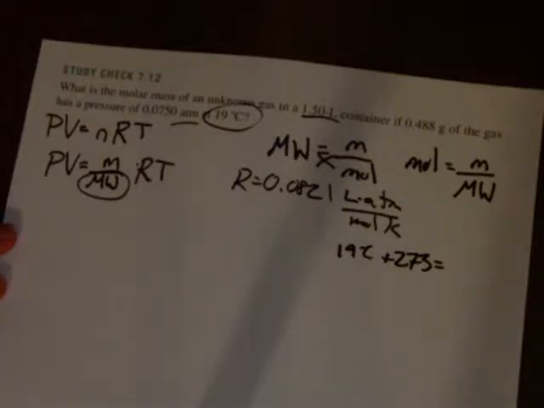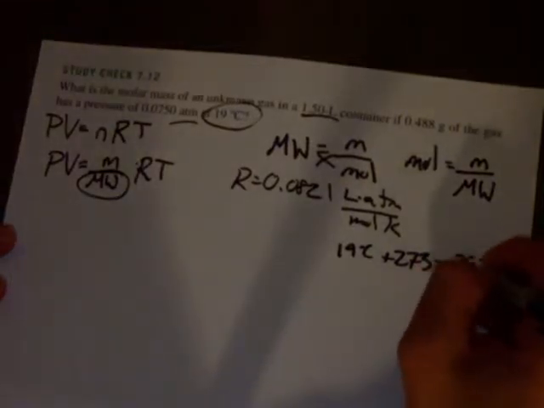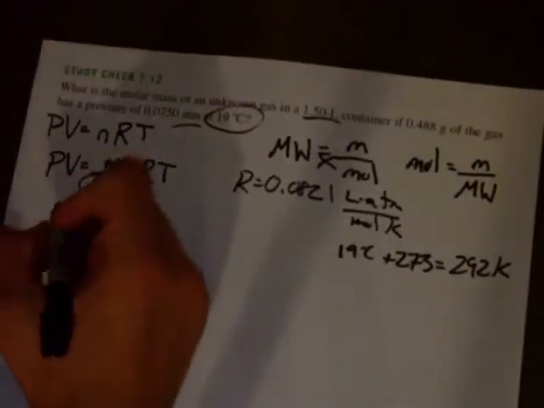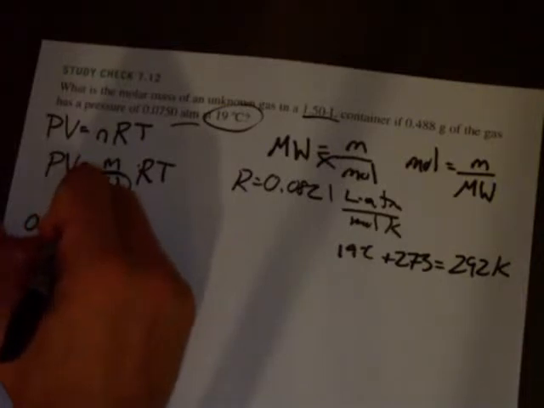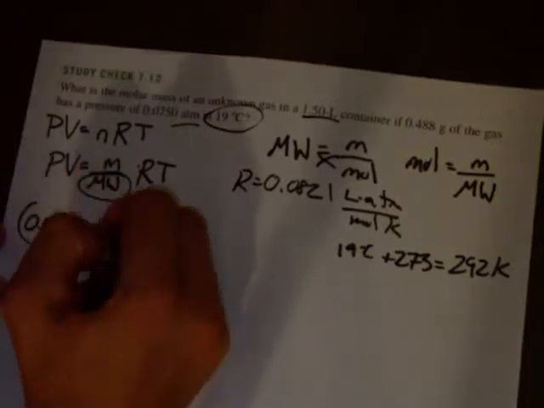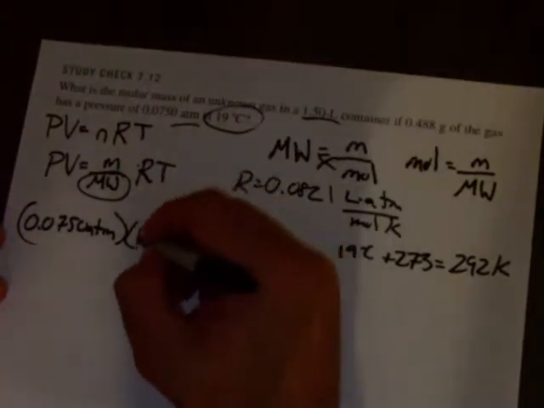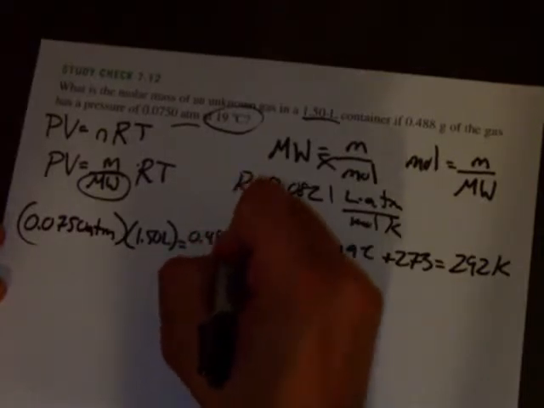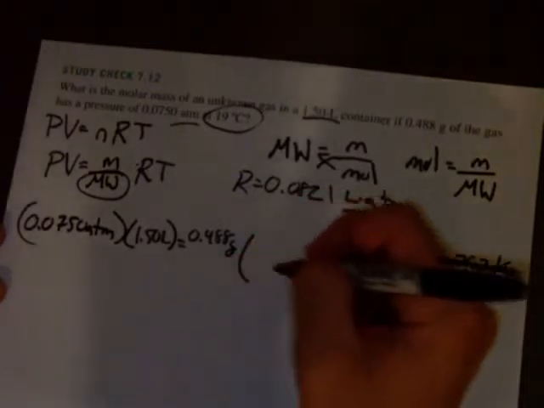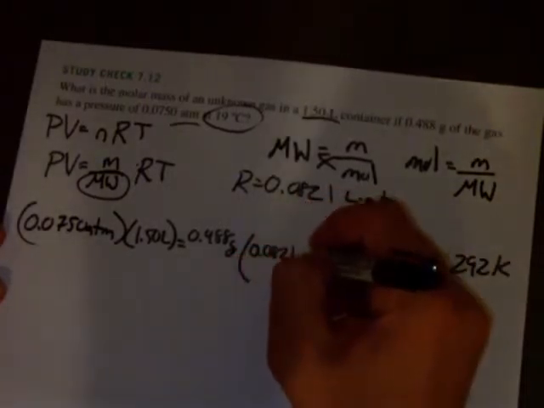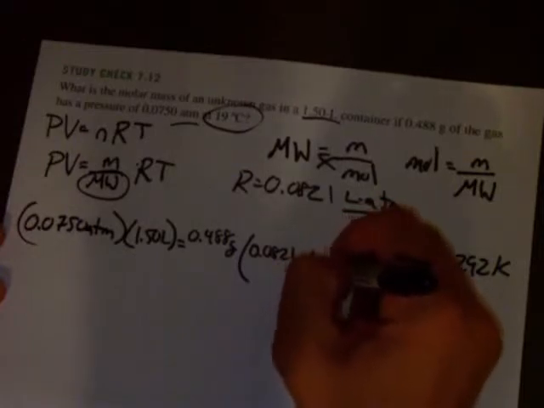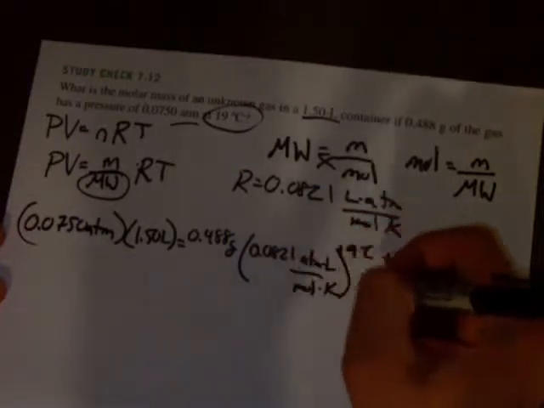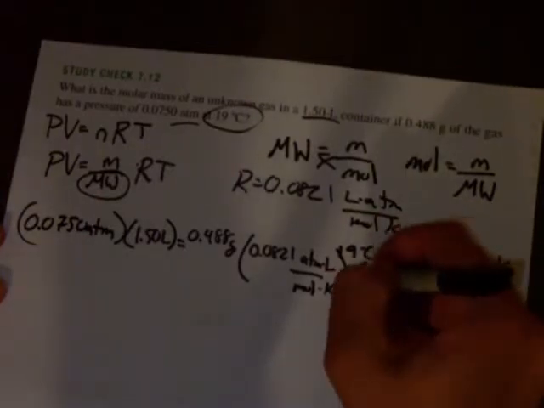So 19 degrees C plus 273 is equal to 292 Kelvin. So pressure is equal to 0.0750 atmospheres. Volume is equal to 1.50 liters. Our mass is equal to 0.488 grams. Our R is 0.0821 atmosphere liter per mole Kelvin. And temperature is 292 Kelvin.